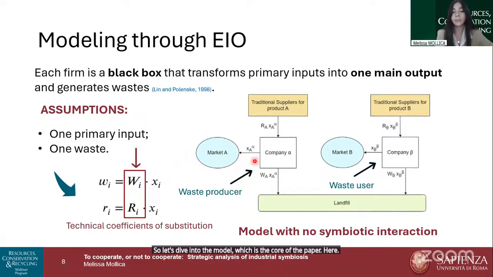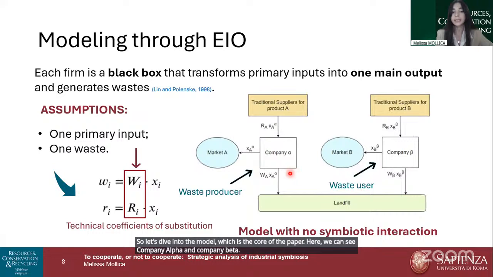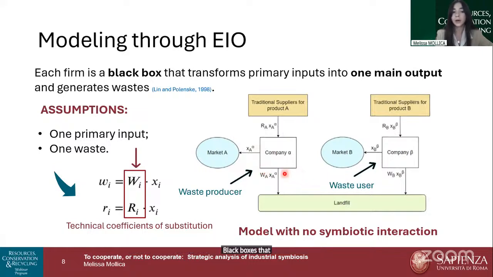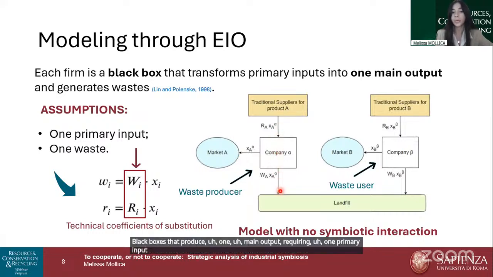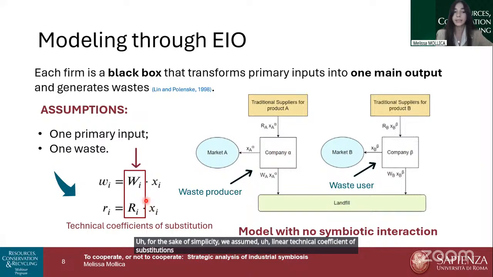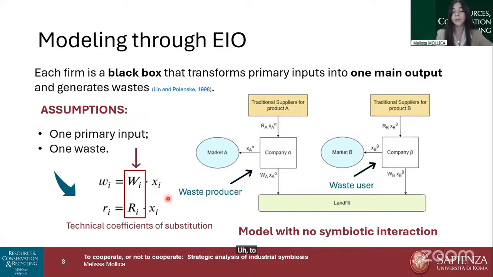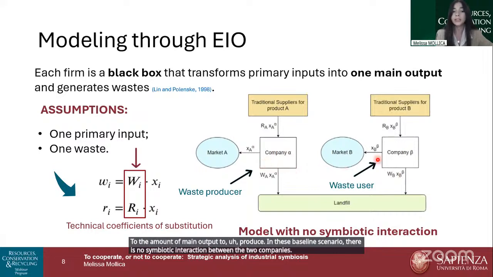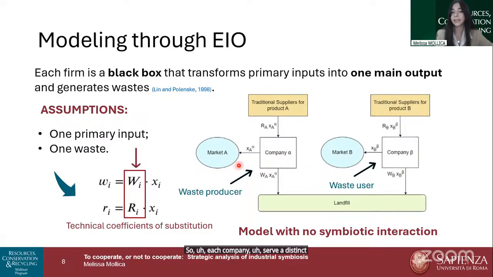Here we can see company Alpha and company Beta that are represented through an enterprise input-output approach. So basically they are black boxes that produce one main output, requiring one primary input and generating one waste during the production process. For the sake of simplicity, we assumed linear technical coefficients of substitution that relate the amount of waste produced or input required to the amount of main output to produce. In this baseline scenario, there is no symbiotic interaction between the two companies. So each company serves a distinct market, A and B.